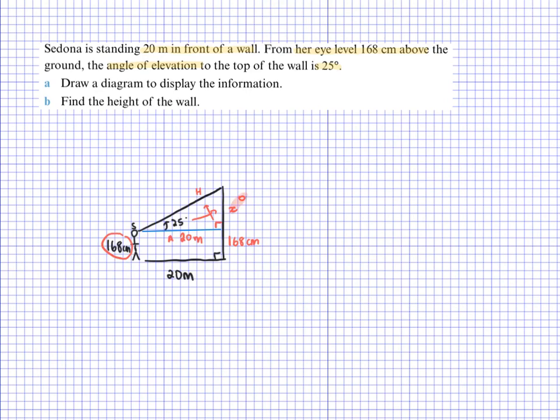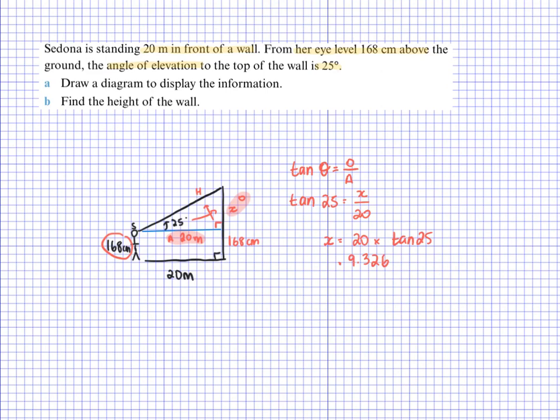We can see that we're going to be using the opposite and the adjacent, which makes it the tan ratio. So tan of theta is the opposite over the adjacent. Substituting our values in, tan of 25 degrees is going to be X over 20. Rearranging the formula, X is equal to 20 multiplied by tan of 25 degrees, which gives us an answer of 9.326.